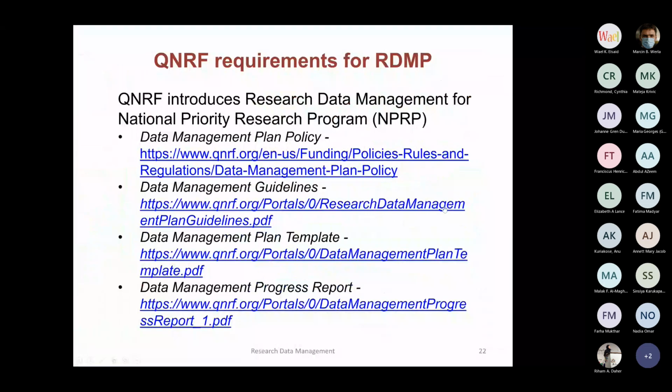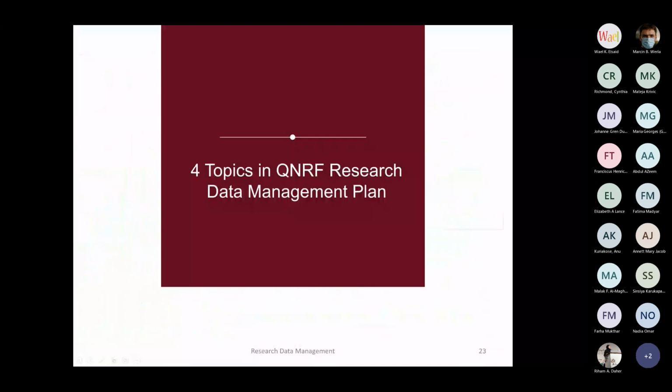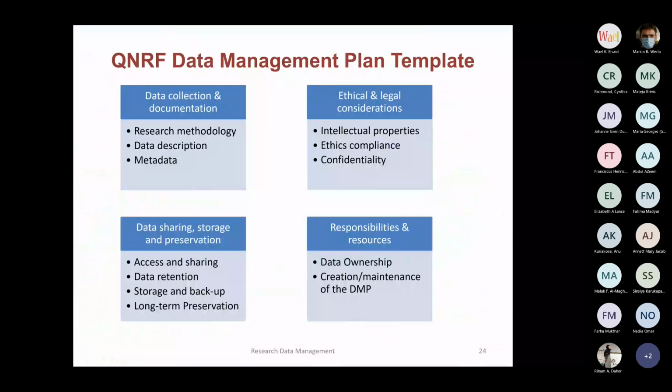So in the data management plan template, what you will find is 4 different topics or categories of information that you are asked to provide. There are questions under each of these categories that you need to provide answers to. Once again, at the very beginning, you may not have all the answers, and that's absolutely fine. But this helps you think about what you might be doing, and how you would be dealing with the issues or topics mentioned in these different categories.